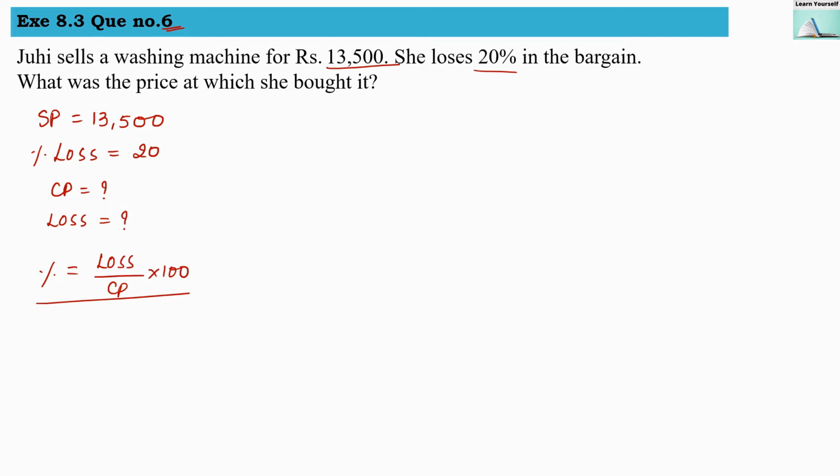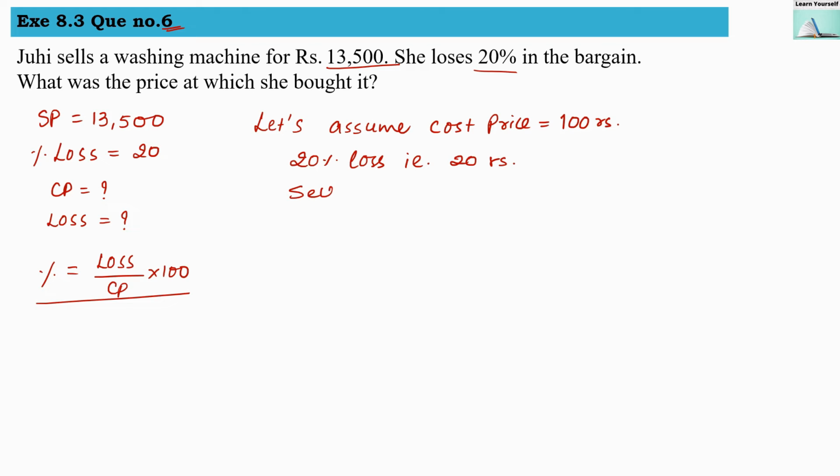So we are doing it a little differently. Here we are going to assume our cost price to be 100 rupees. If our cost price is 100 rupees, then 20% will be the loss, so that is going to be 20 rupees. If 20 rupees is the loss, then the selling price will be 100 minus 20, so 80 rupees will be our selling price when we assume the cost price is 100 rupees.